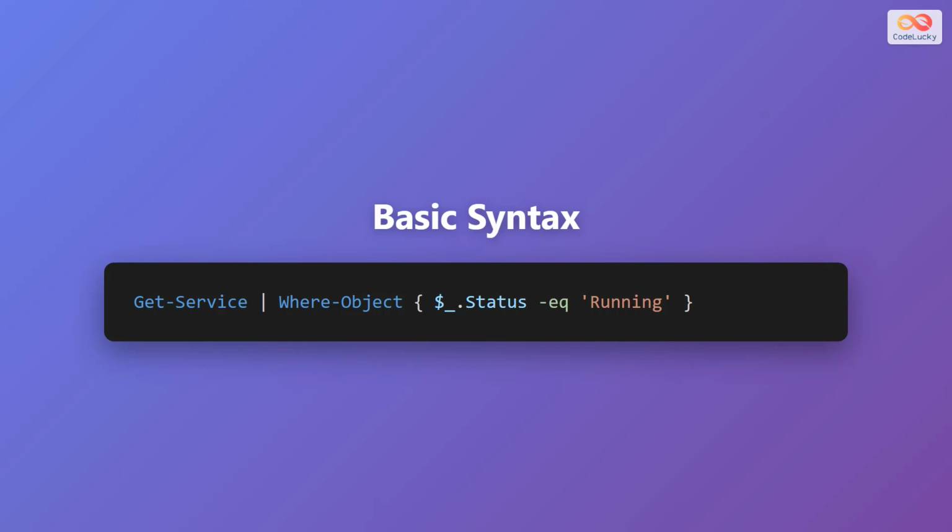Let's look at the basic syntax. You pipe objects into Where-Object, followed by a script block in curly braces. Inside the script block, you define your filter condition. Here, we're getting all services and filtering for only those where the Status property equals Running. The $_ represents the current object being evaluated, and -eq is the equality comparison operator.